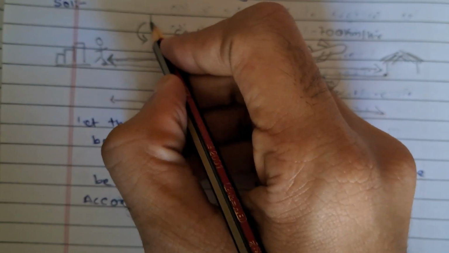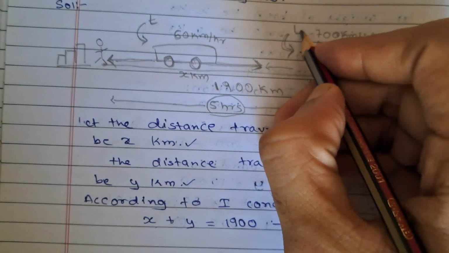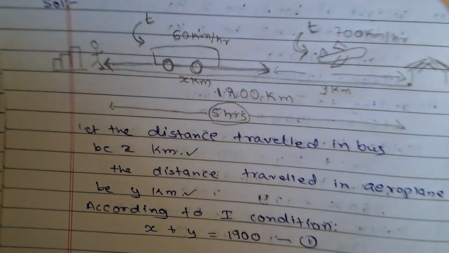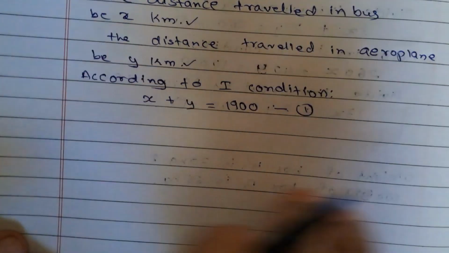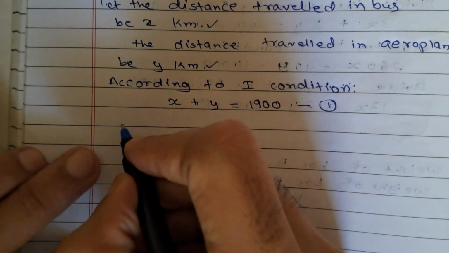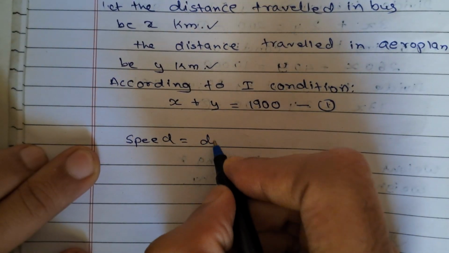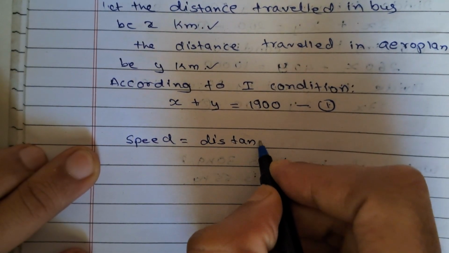So my next job is to find the time he traveled in bus and the time he traveled in aeroplane. In order to find the time, we have a formula in science, if you remember. Ideally, it's not the formula for time, rather it is the formula for speed. So I will just say speed is equal to what? Distance upon time. This is a very famous formula, you might remember.